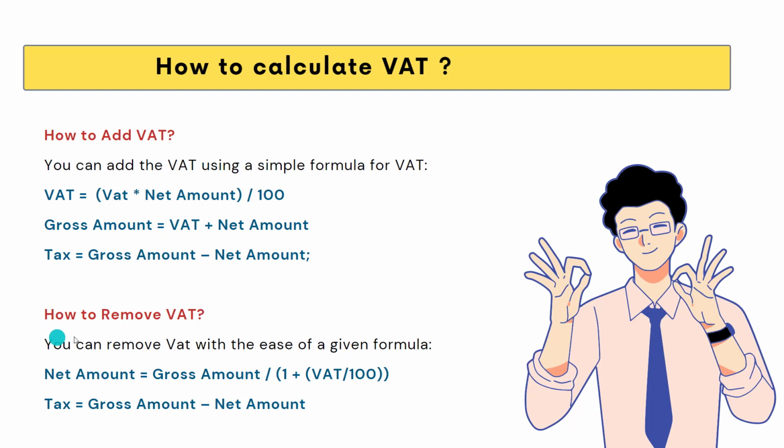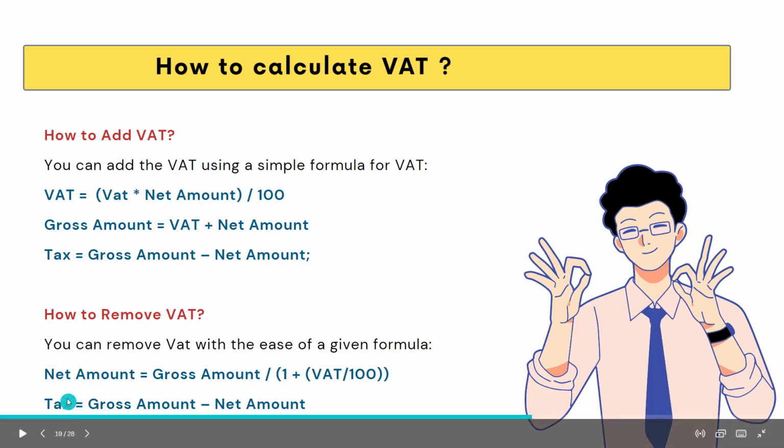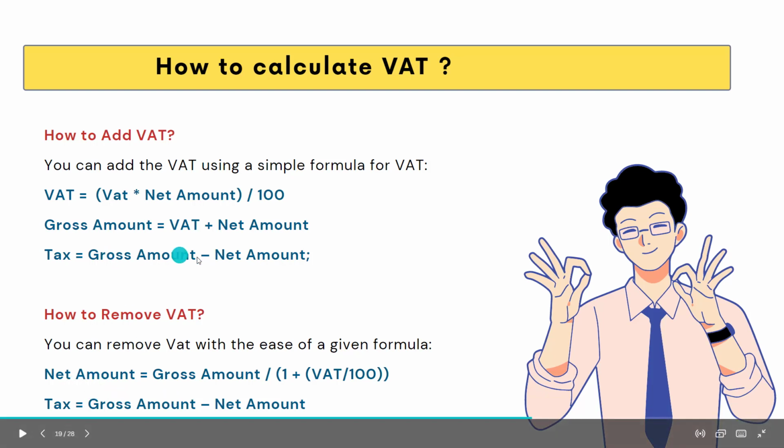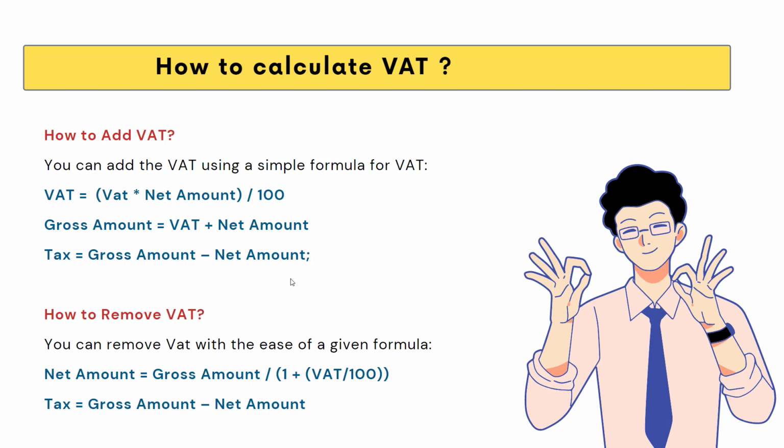And yeah, here we are adding the VAT. If you want to remove VAT, you can remove it with this formula. Here we have net amount, which is gross amount divided by 1 plus VAT by 100. So this is what you're going to do to get the net amount, which is the actual product price. And if you want to get the tax, you're going to do the same as here: gross amount minus net amount. This is what you are going to do.